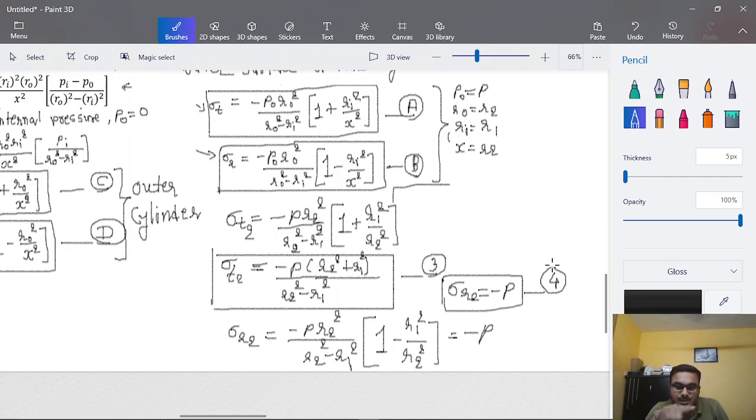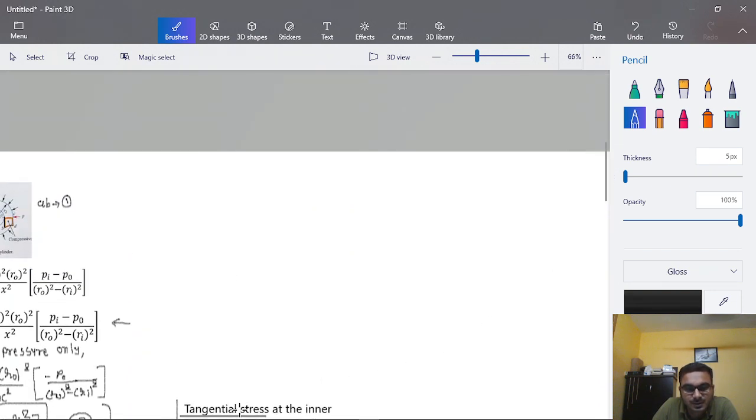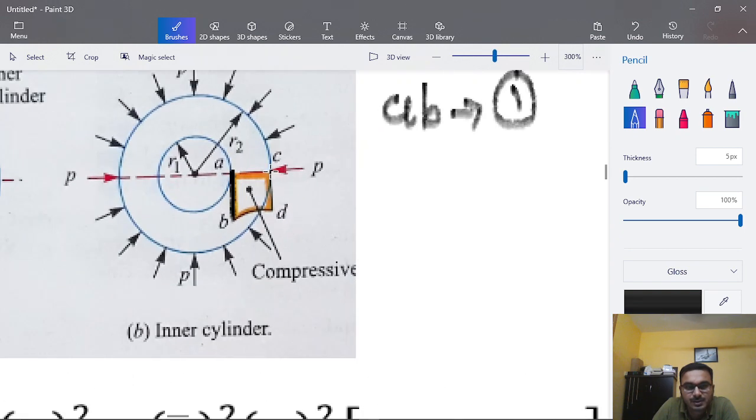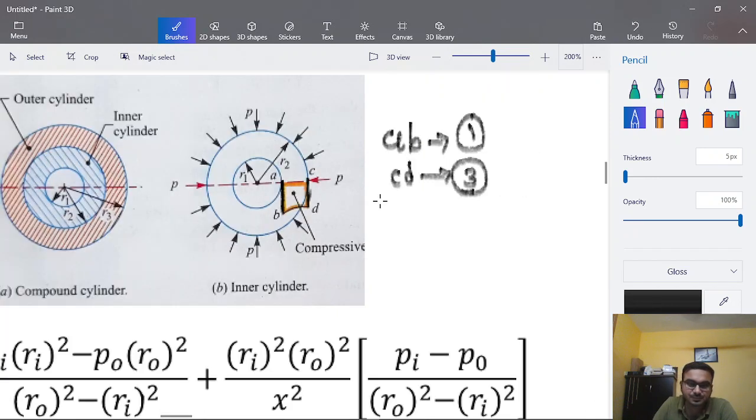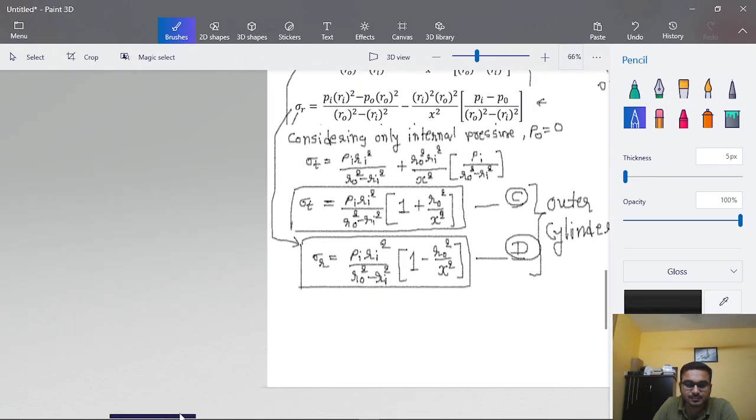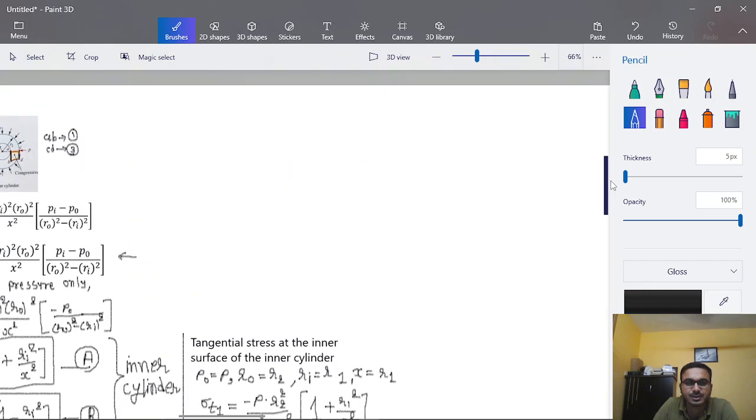Now if you see this sigma t2 in this figure, the sigma t2 is given by this value CD. So CD is given by equation number 3. So this equation 3 is given by CD in the previous figure over here.